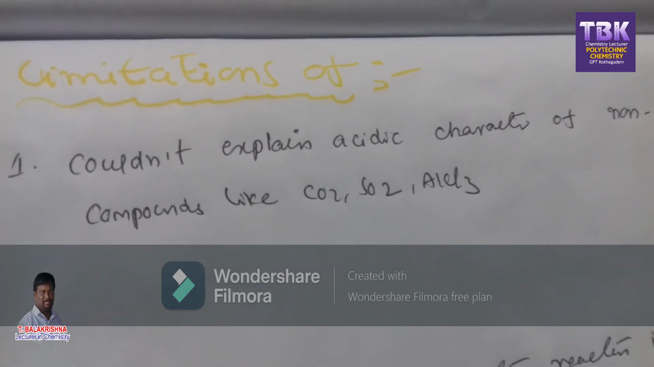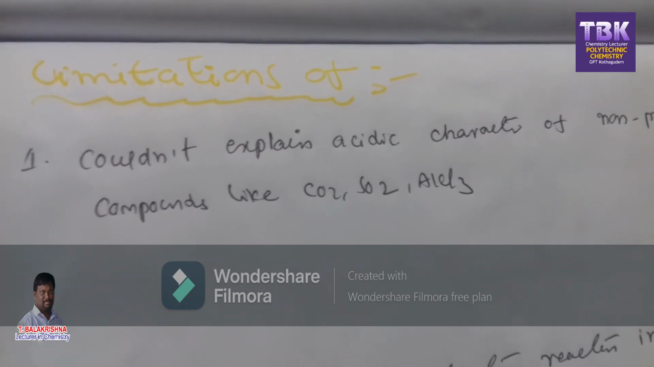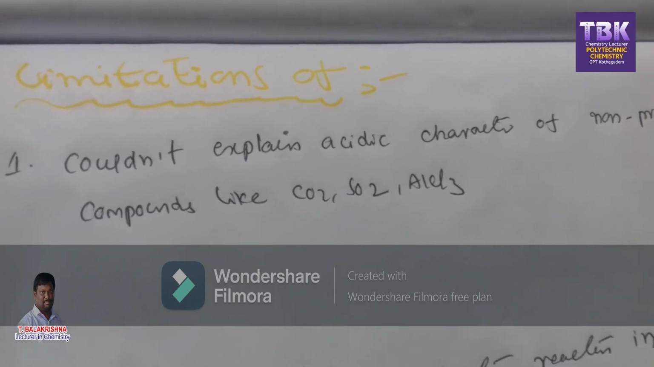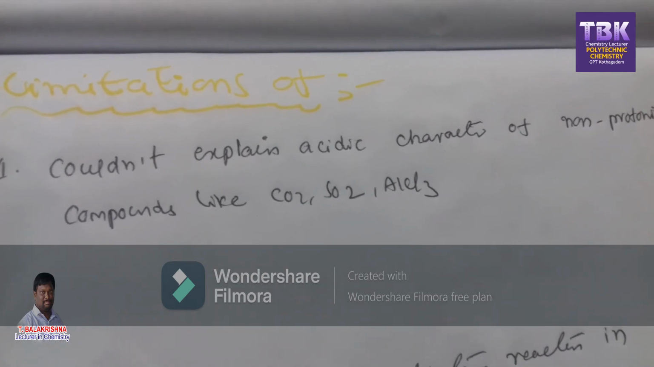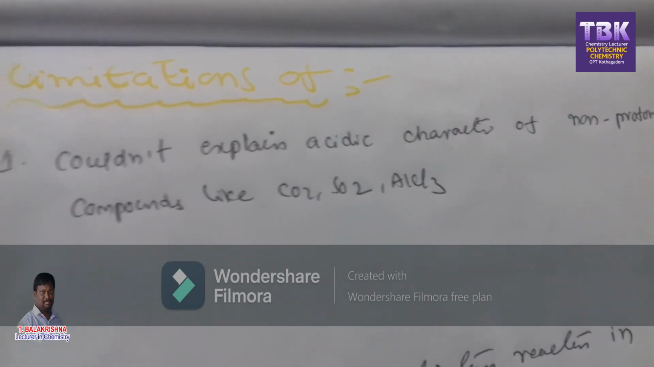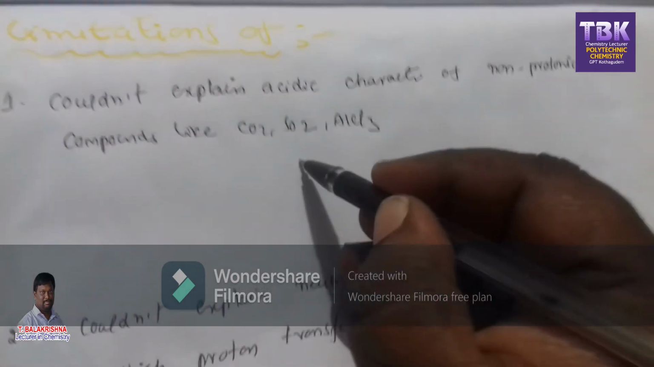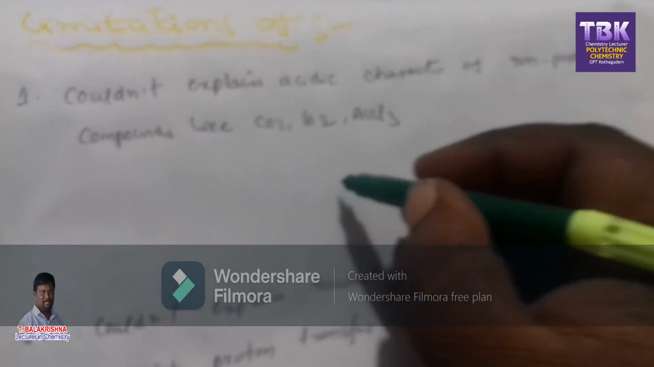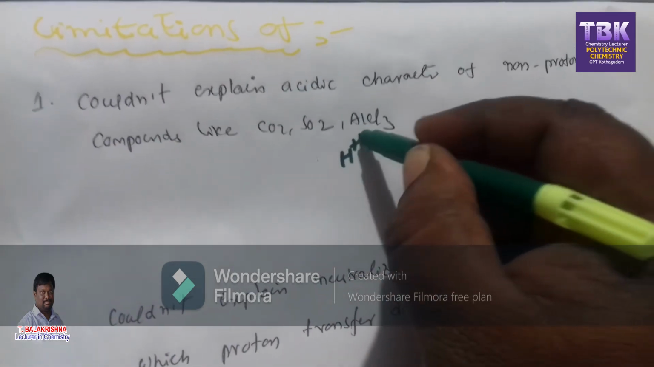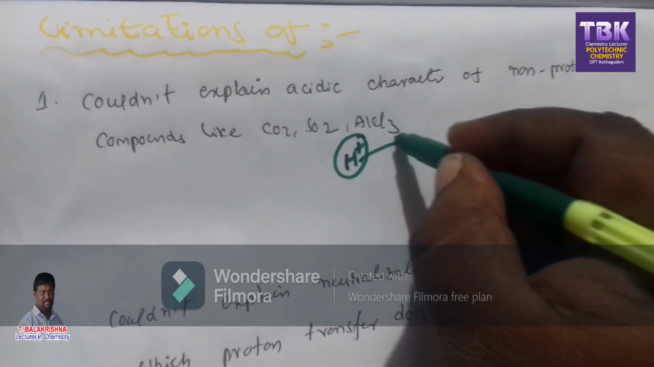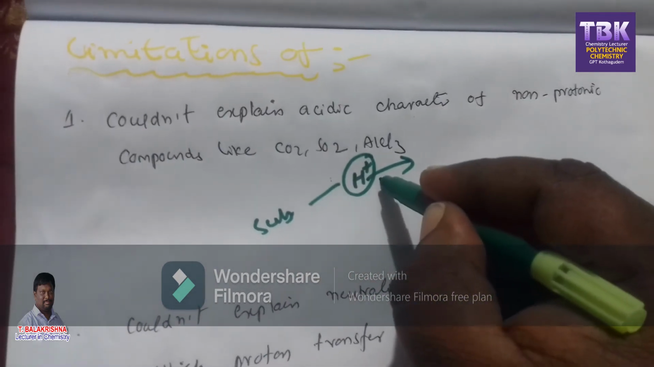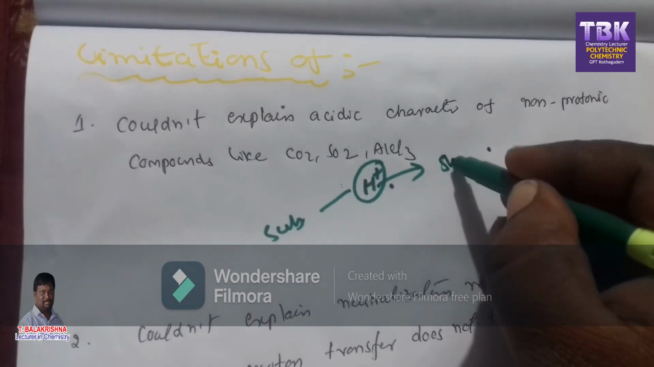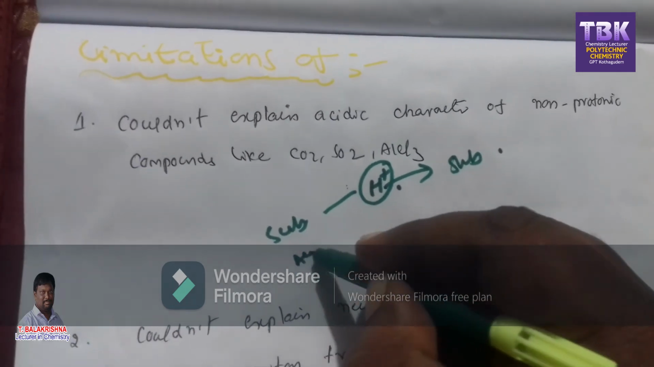Limitations of Bronsted theory of acids and bases. This theory could not explain the acidic character of non-protonic compounds like CO2, SO2 and AlCl3. According to this theory, the chemical substance which donates a proton to another substance is called acid.